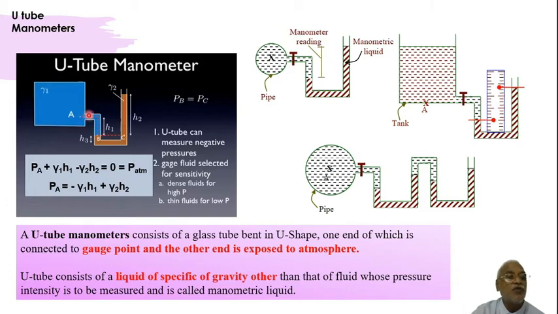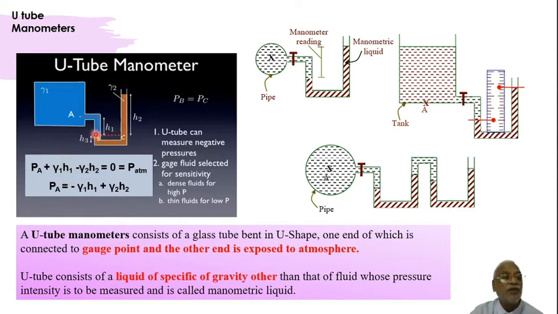So as we move horizontally with these dotted lines, at this corner, whatever pressure is there at A, the same pressure is there at A. Now when I move down, pressure adds up. So that's why there is plus. And we are going down in the same liquid, gamma 1, through a height of h1. That's why it is gamma 1 h1.